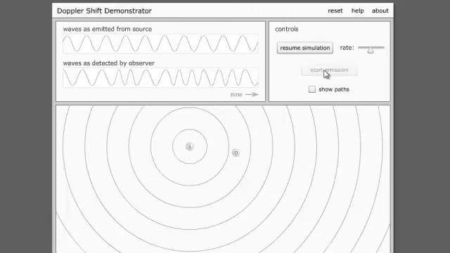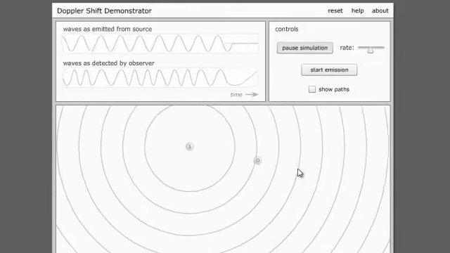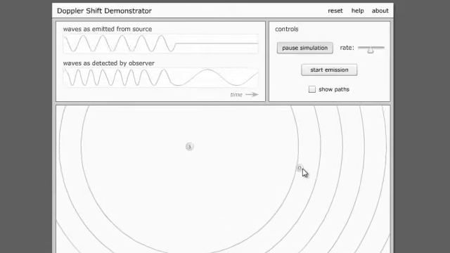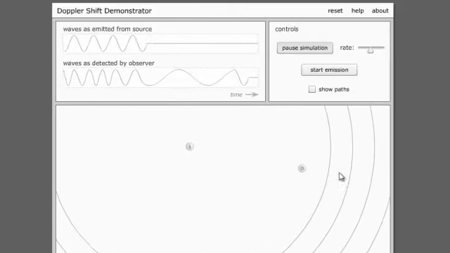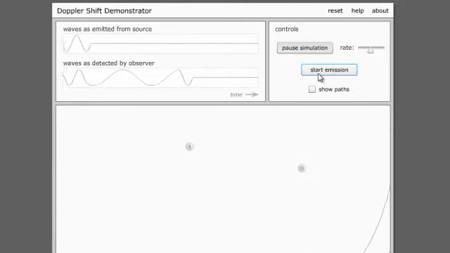So let me move the observer back here. Now I'll just move the observer away, and you can see, since the observer is moving away, the wavelength is getting way longer, right? Because it's like moving along with the waves. So you see it stretch out like that. That would be a red shift, right? Because the wavelength is getting longer, the light is getting redder.